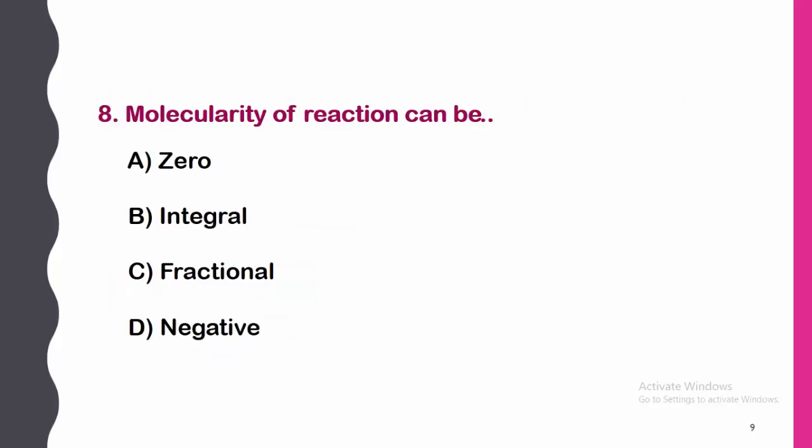Next, the molecularity of a reaction. How is it defined? Very simple. It is the number of molecules involved in the simplest reaction, meaning for any elementary reaction the number of molecules involved is the molecularity. The options: A is 0, B is integral, C is fractional, and D is negative. Molecules are involved in a simple reaction, so it cannot be 0, it cannot be fractional, and it cannot be negative.